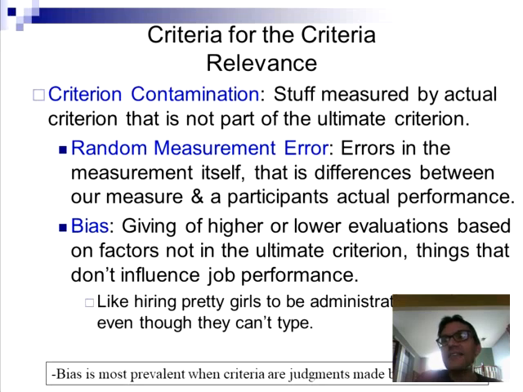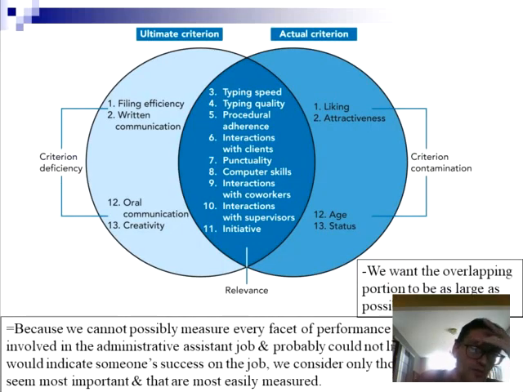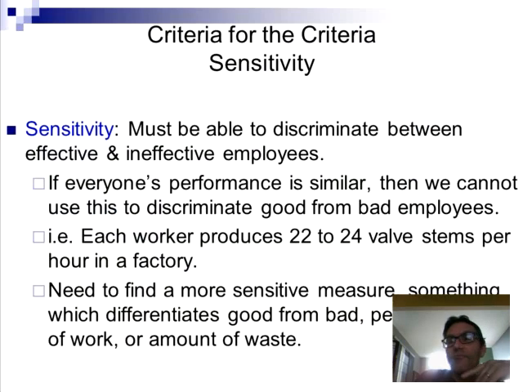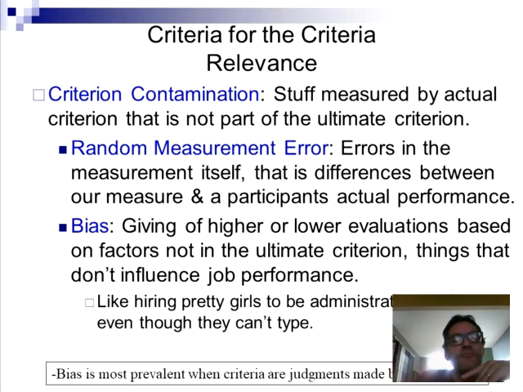And so what we find is that anytime we use measures in the actual criterion that are not part of the ultimate criterion, we get criterion contamination. Okay? And so this criterion contamination comes from two different sources. The bias is what I just described, giving evaluations based on things not part of the ultimate criterion, but also random measurement error.